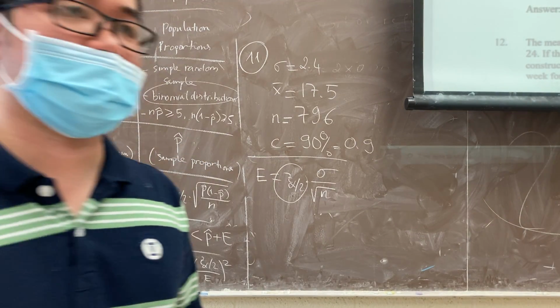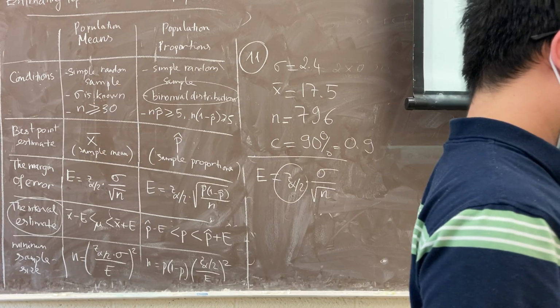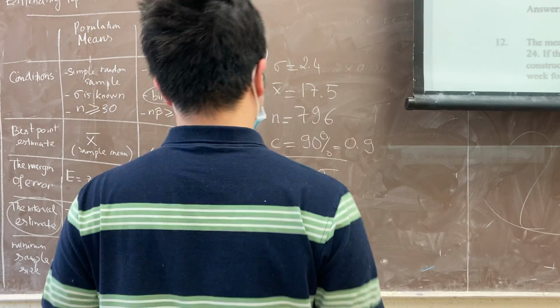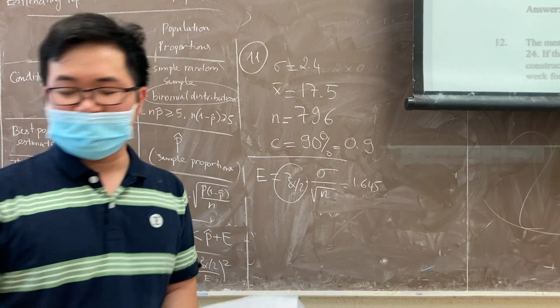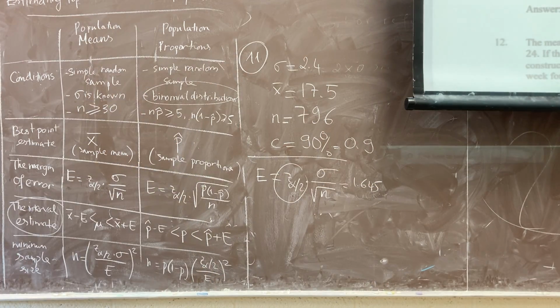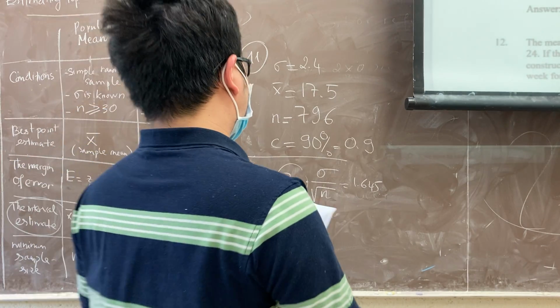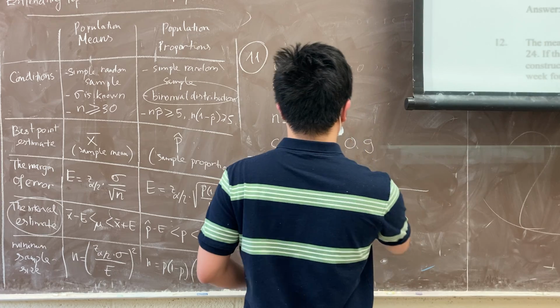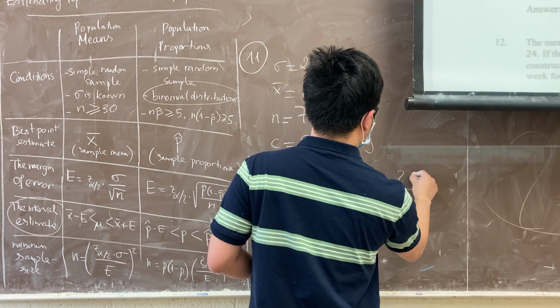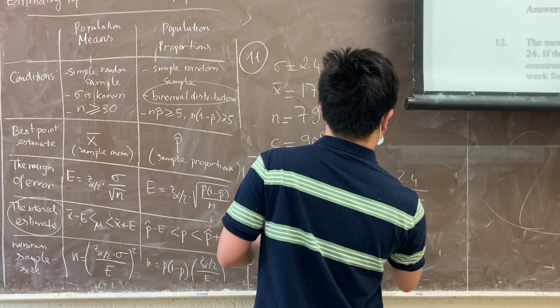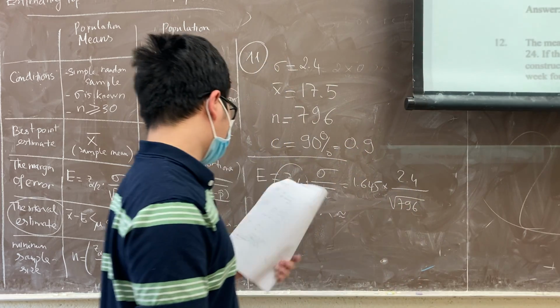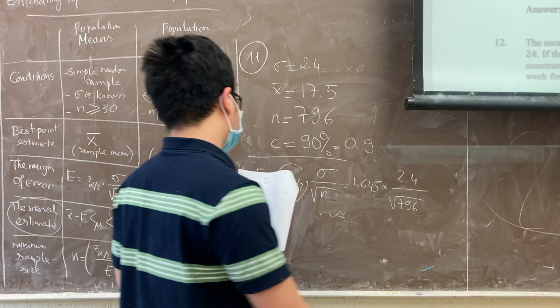1.645. Exactly 1.645. It's the critical value. Thank you. You use table 8.1 to find the critical value for this, and substitute the standard deviation and sample size into this, and we will get the result here, approximately 0.1.